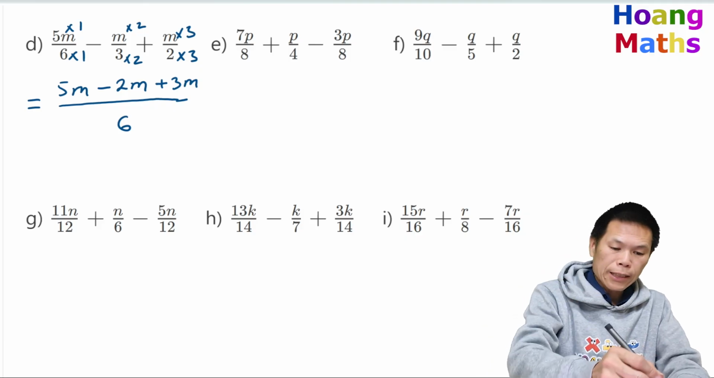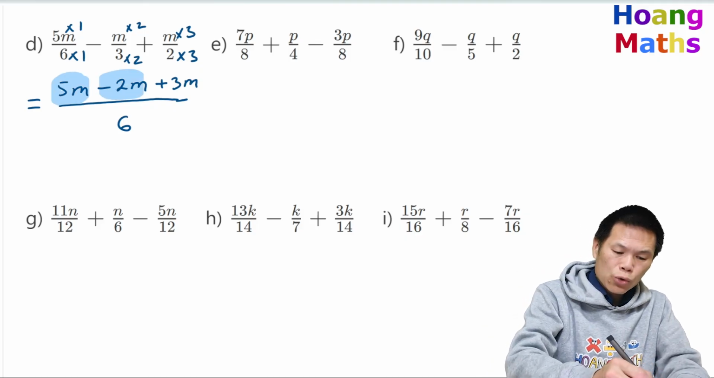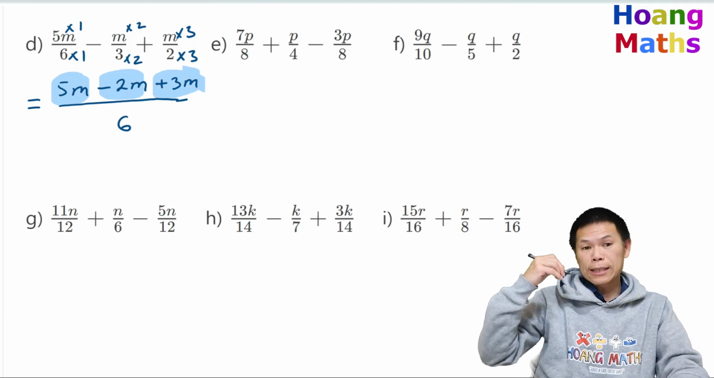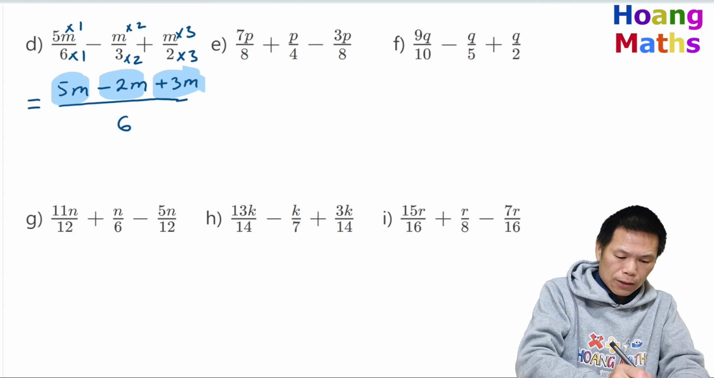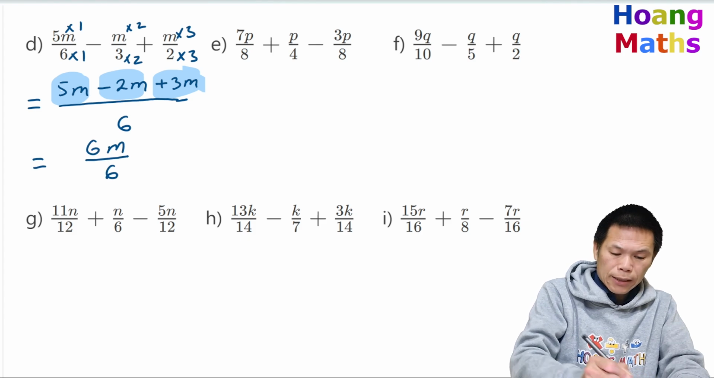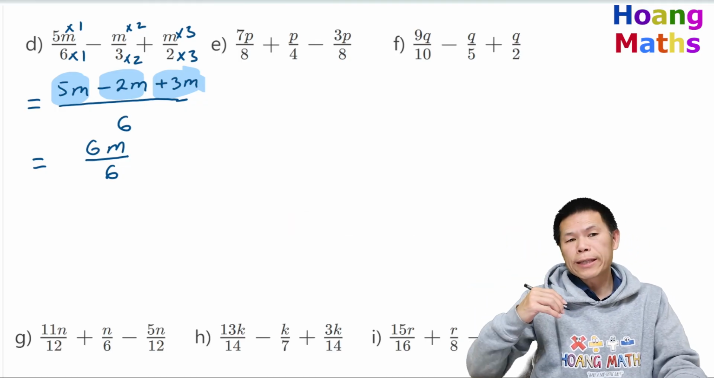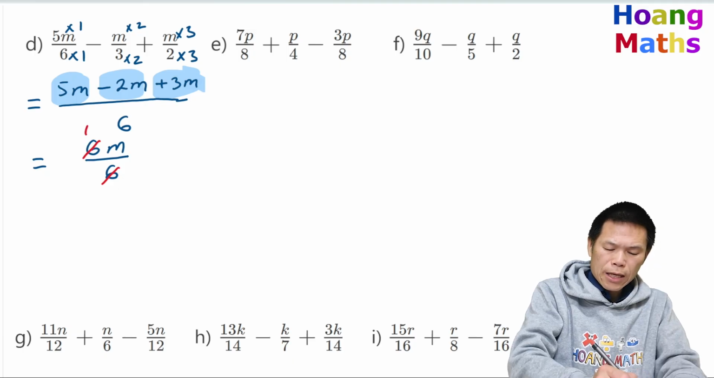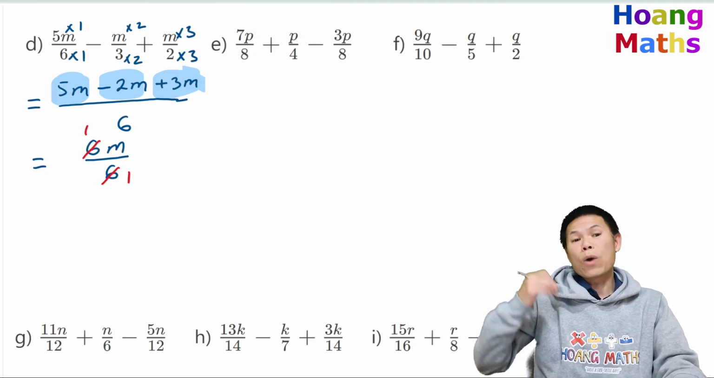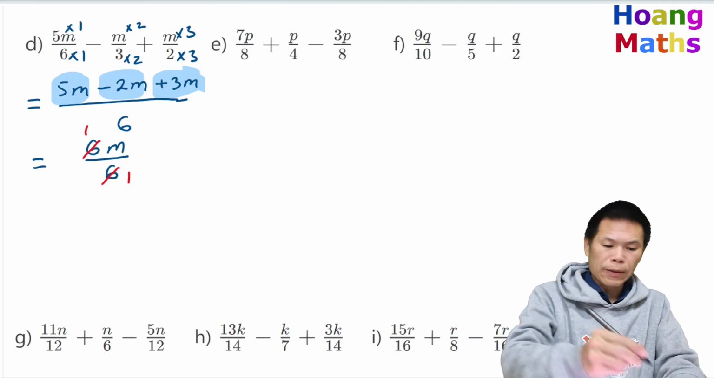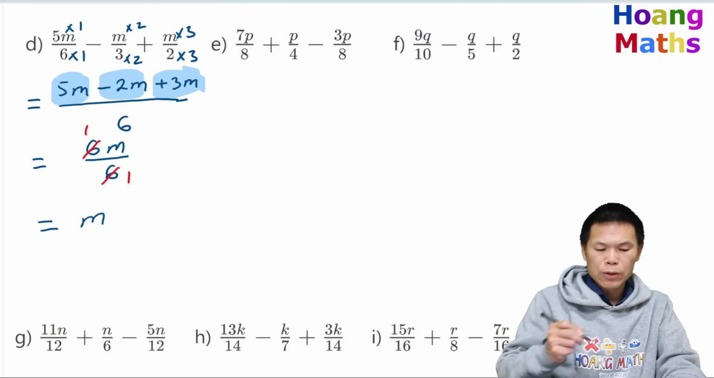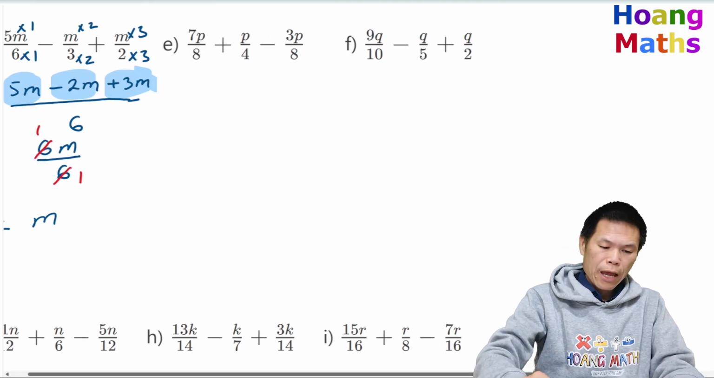Now we just collect the like terms. So 5, we minus 2. 5 minus 2 is 3. 3 plus 3 is 6. So the answer is 6m over 6. But then 6 over 6 is 1. We can simplify this, okay? So that gives me 1 here. 6 divided by 6 is 1. So 1 times m is m. m over 1, okay? But then m over 1 is equal to m. So we just write m. There you go. Now, part E.